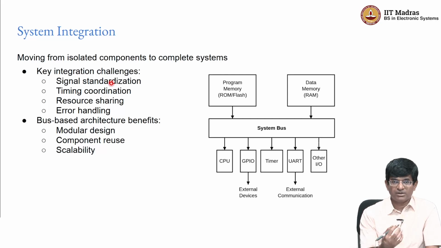Coordinating the timing. Maybe peripherals have been designed to work at a certain speed, let's say 50 megahertz, but the CPU is trying to work at 200 megahertz, and then it needs to know that it has to basically wait before it gets the data back from a peripheral. Or it could be the other way around, maybe the peripheral is running faster than the CPU, right?